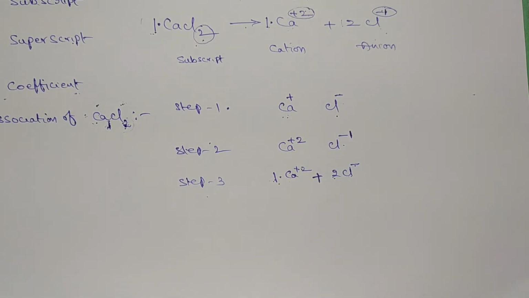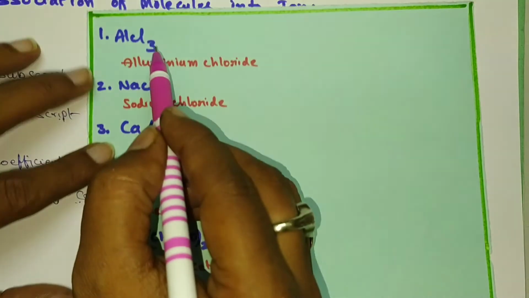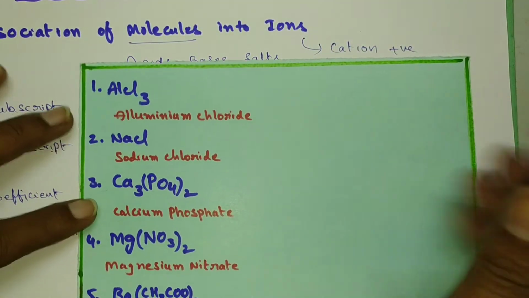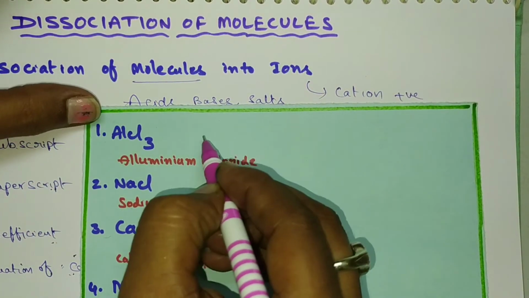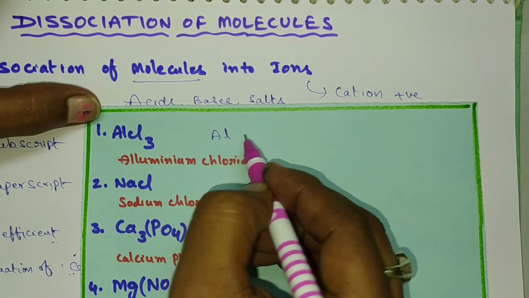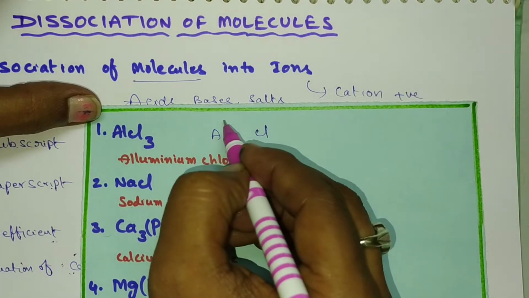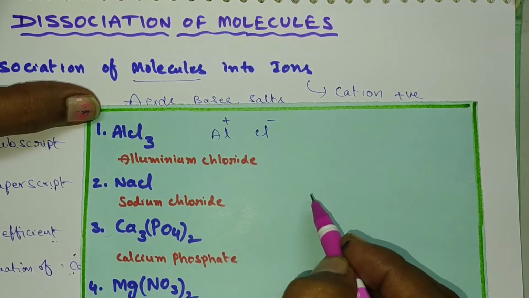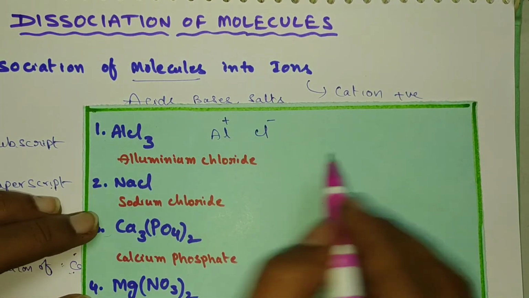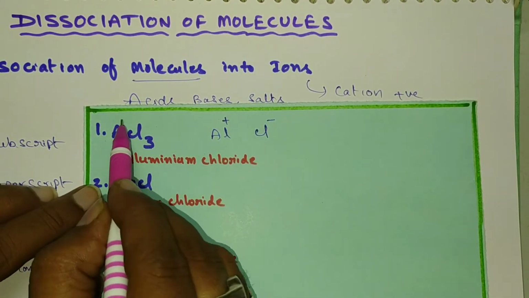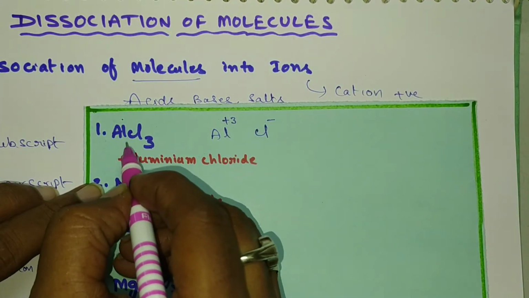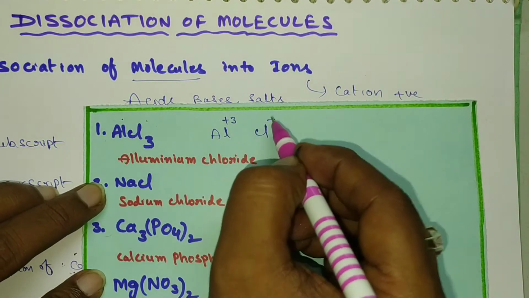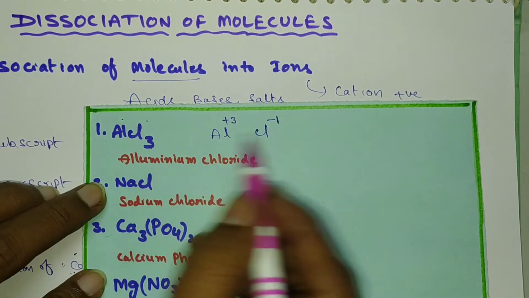Now let us consider some examples. First one, AlCl3. AlCl3 means aluminum chloride. In the first step we have to dissociate like this. The first one is Al and the second one is chlorine. We put a positive sign here and a negative sign here. That is the first step. In the second step, the subscript will become the superscript here, so it becomes plus 3. Here 1 is there. This 1 will become the superscript here, so minus 1. That is the second step.